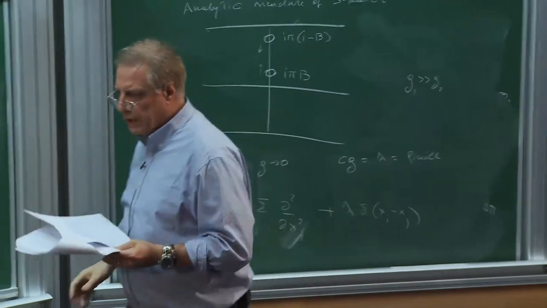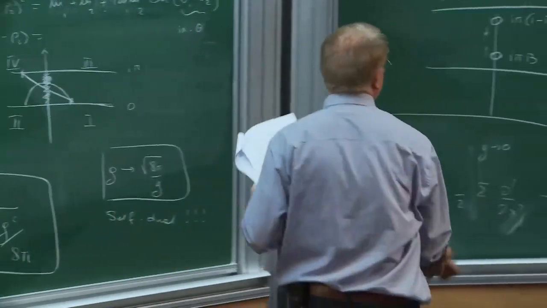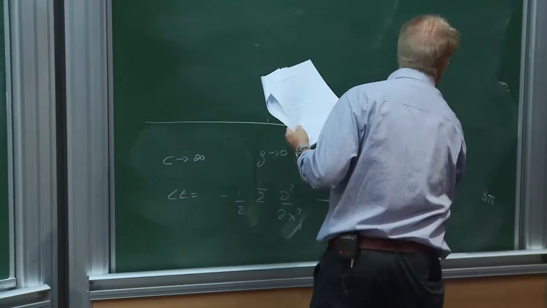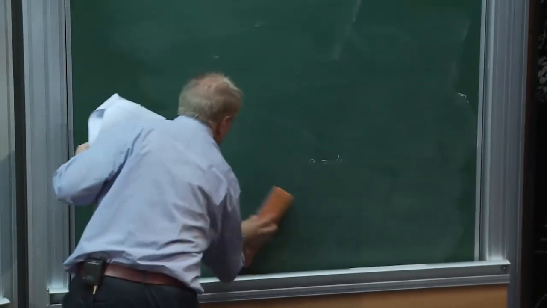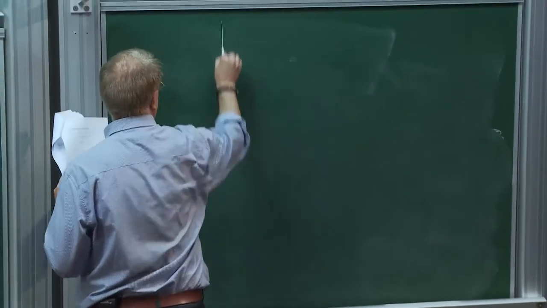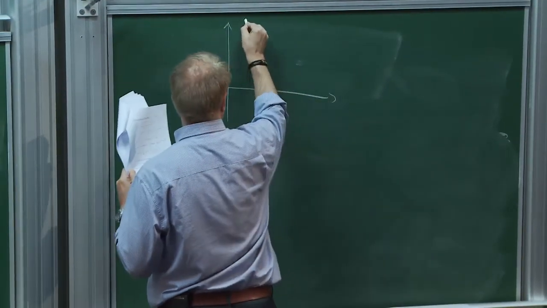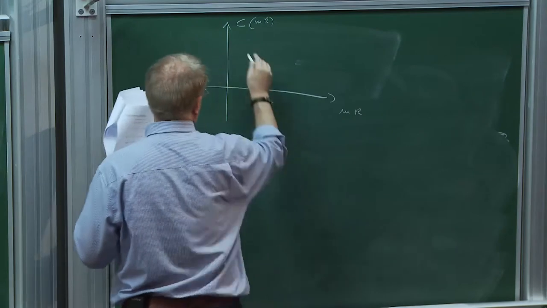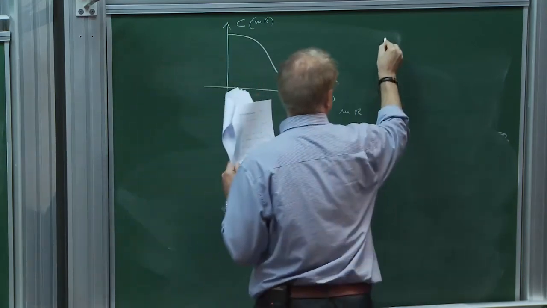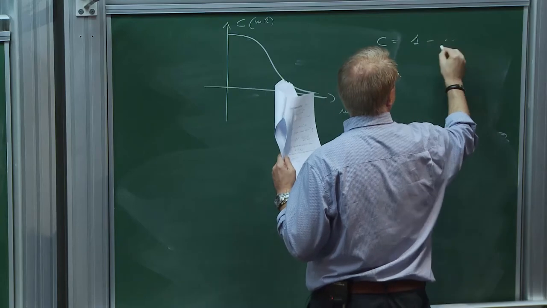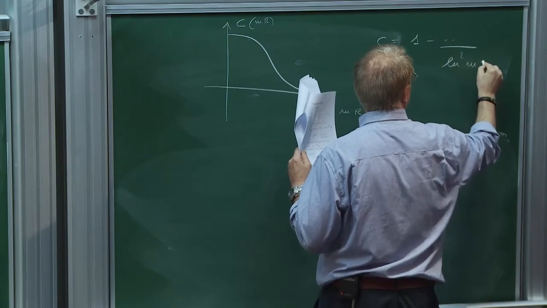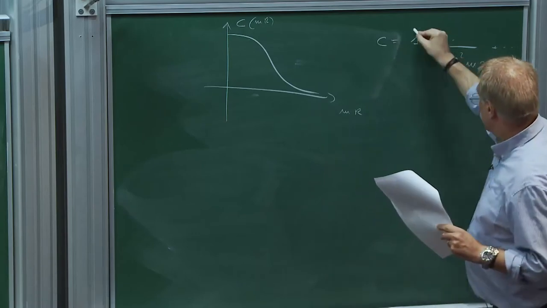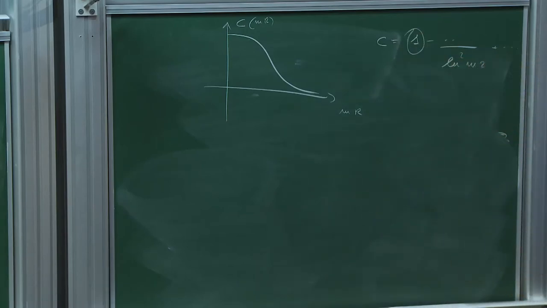So you can study what happened to the effective central charge for R goes to zero. You can solve this equation numerically as a function of R, and then plot C versus MR. And the plot is like this. It's 1 minus some coefficient times logarithmic square MR, plus blah, blah, blah. So you get the central charge of a free boson theory.